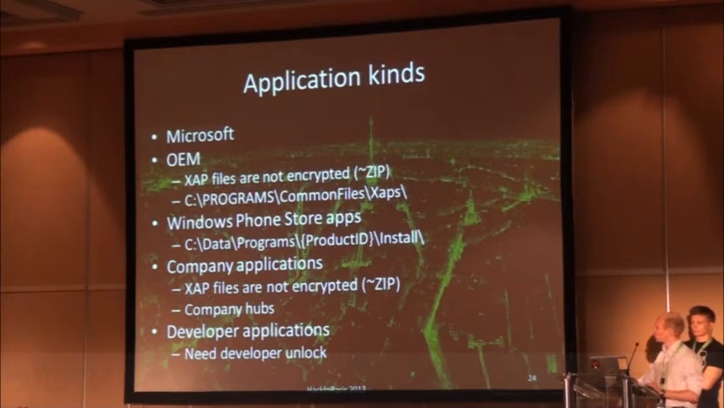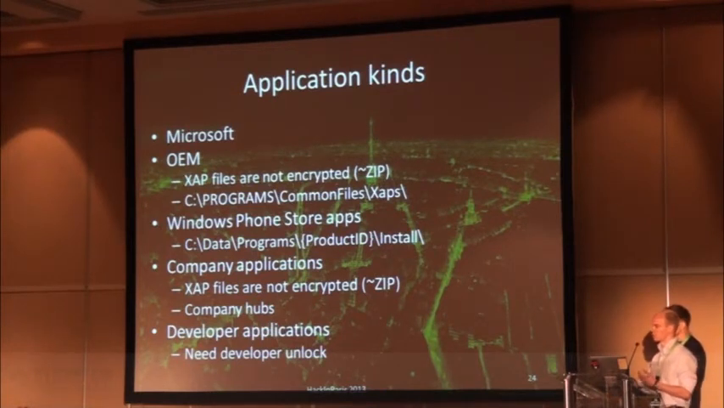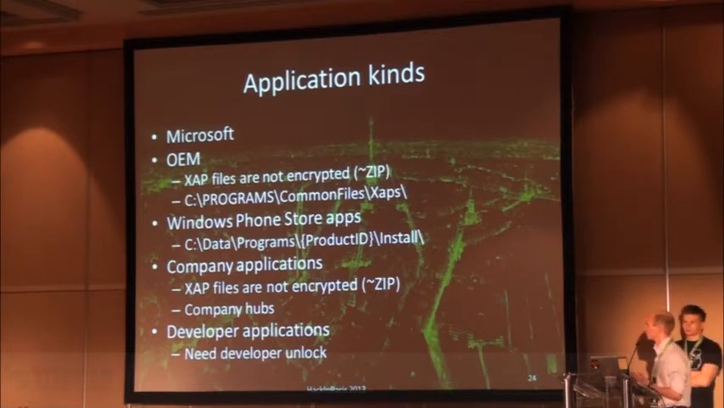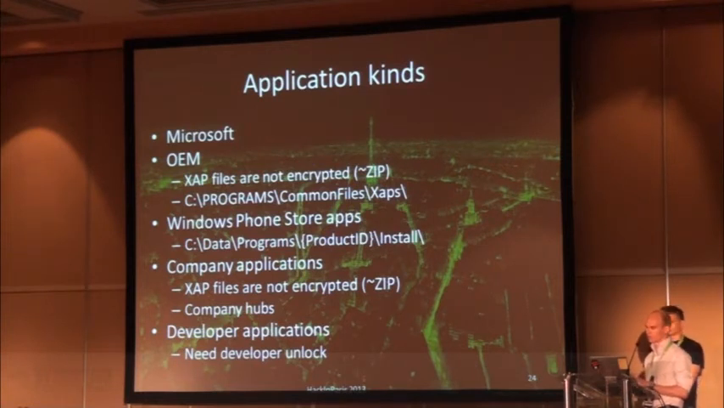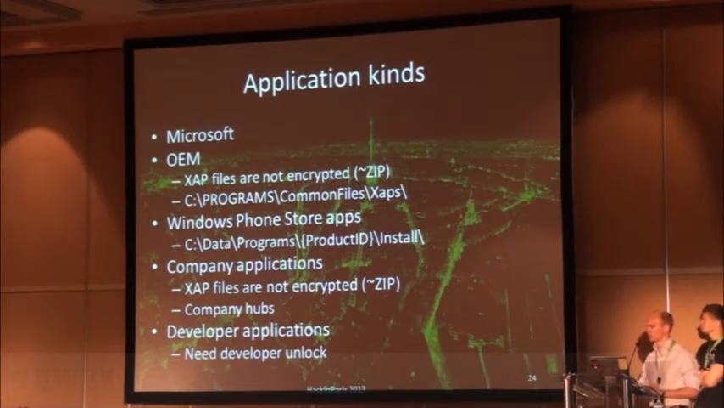And also, you can develop and distribute applications without Windows Phone Store. For example, if you have special type of account, it's called company account or enterprise account, you can develop your own application and you can enroll it on the employees' devices. Also, if you have developer account, you can develop application and install it on your device to be able to test it. But for this, you will need to have developer unlock.